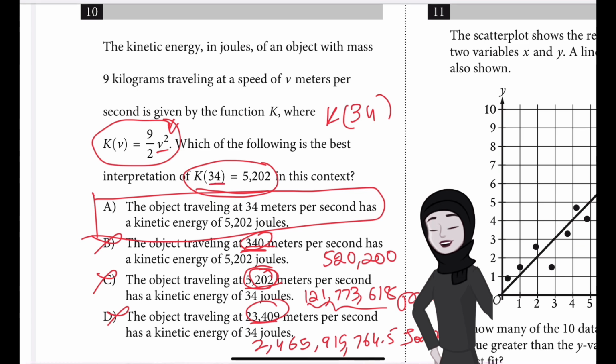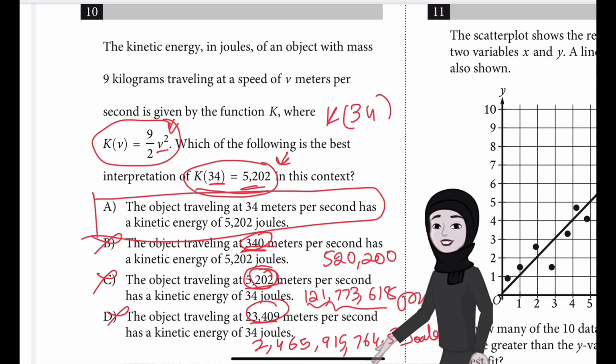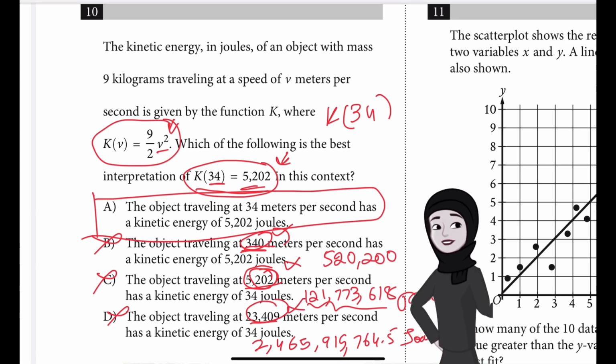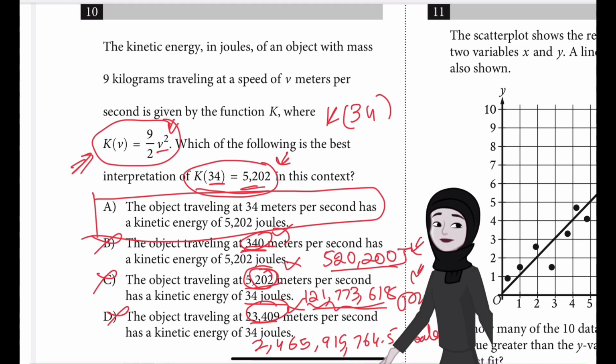Here the input and output: input is 34 only and output is 5202. Already that is given. In all the others, you can see B, C and D, the input itself has been changed. For B input is 340, for C input is 5202 and for D input is 23,409. And corresponding output, when we calculate using that given function, we are getting other answers. So you can put it in the calculator and check as well.